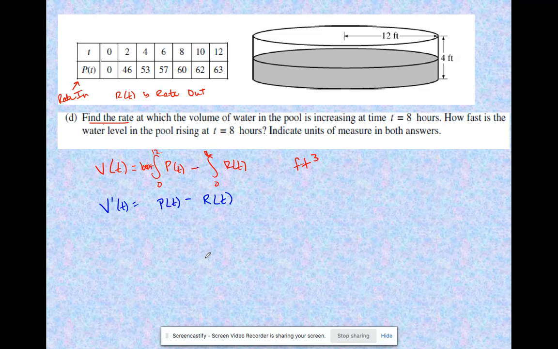And don't they want to know that at what time? Find the rate at which the volume of the pool is increasing at time t equals 8. P of 8 is 60. R of 8, I just used my calculator.